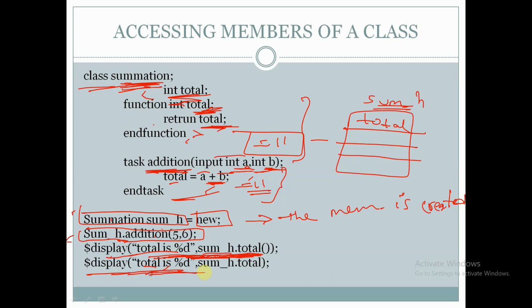And in this statement, we are accessing the property called total by using this handle sum_h.total. Here we have declared the member total. So for accessing this, we are using this handle.